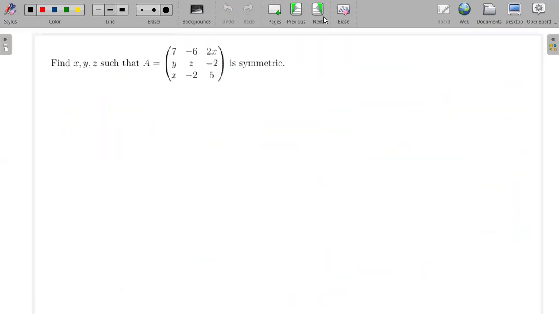Okay, so this one is the same as what we did. So I'm going to leave it for you for practice. So it's saying find X, Y, Z such that this matrix here, A, is actually what? Symmetric. Okay, so you use the same principle there for the symmetric matrix. You are going to be able to find the values of X, Y, and Z.